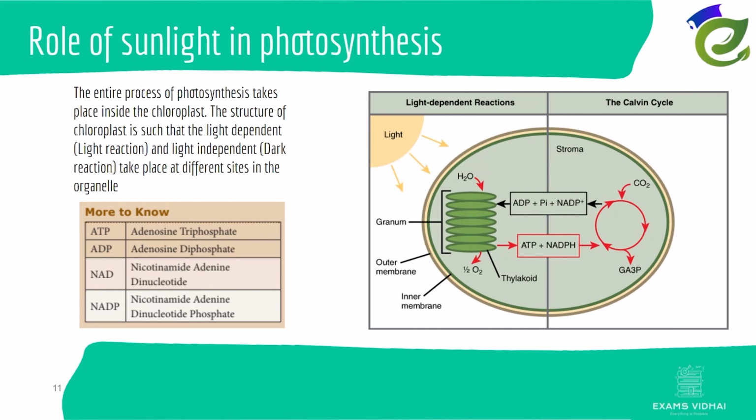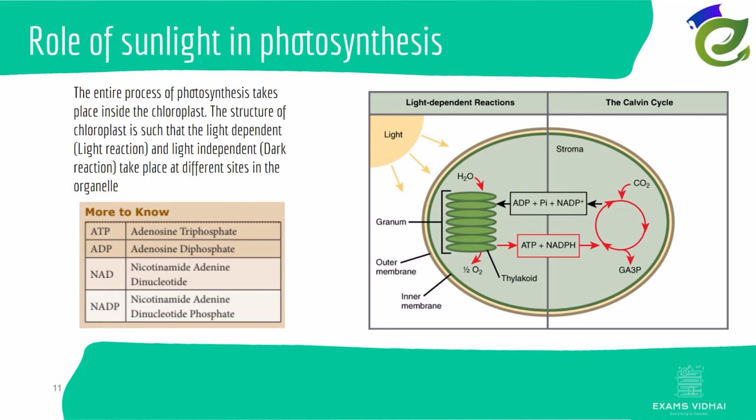These products of light reaction move out from the thylakoid to the stroma of chloroplast. So that is depicted in the light-dependent reaction half of the figure. ATP is adenosine triphosphate, ADP is adenosine diphosphate, NAD is nicotinamide adenine dinucleotide, and NADP is nicotinamide adenine dinucleotide phosphate. So this is the gist of the light dependent reaction.